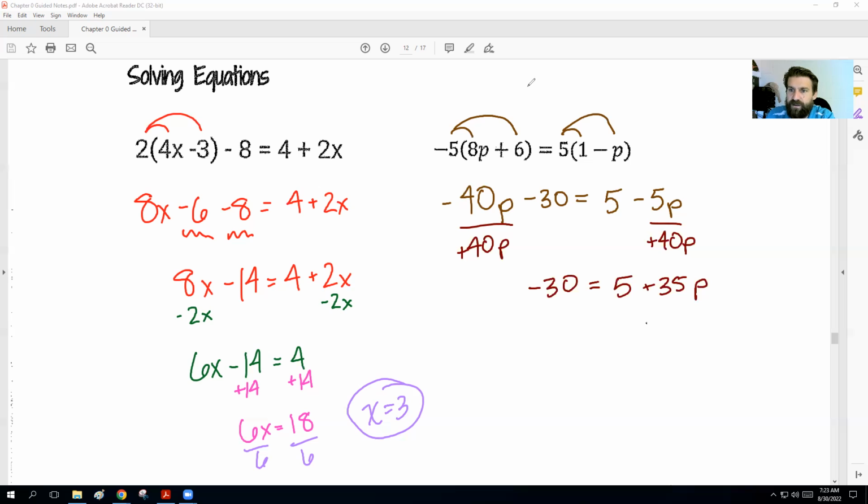All right, keeping this moving and grooving here, we're going to subtract the 5 from both sides. Negative 30 minus 5 is negative 35. And then hopefully you can start to see the answer here. We divide both sides by 35 to solve for p. p would equal negative 1.